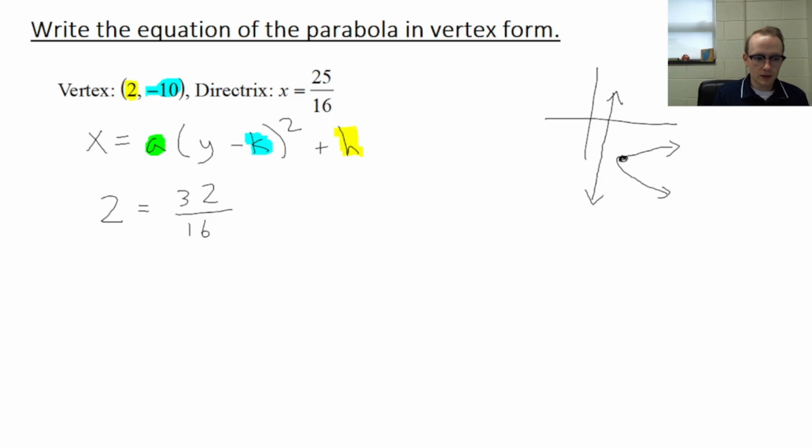So negative 7 over 16 is equal to negative 1 over 4a. Okay, negative 7 over 16 is the distance between our vertex and the directrix. We're going from the vertex to the directrix. That's why it's a negative 7 over 16. And remember, the distance between the vertex and your focus is positive 1 over 4a. The distance between your vertex and your directrix is negative 1 over 4a.